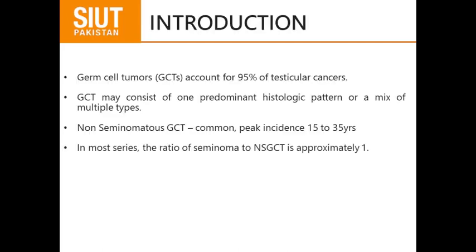First of all, germ cell tumor accounts for 95% of the testicular cancer, which may consist of one predominant histological pattern or a mixture of multiple types. Non-seminomatous germ cell tumor is quite common, and peak incidence is between 15 to 35 years. And in most series, the ratio of seminoma to non-seminomatous germ cell tumor is approximately 1.